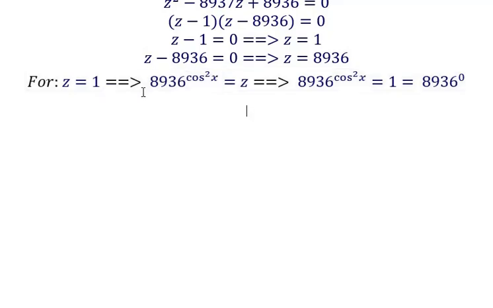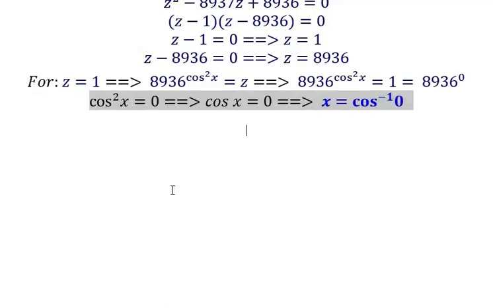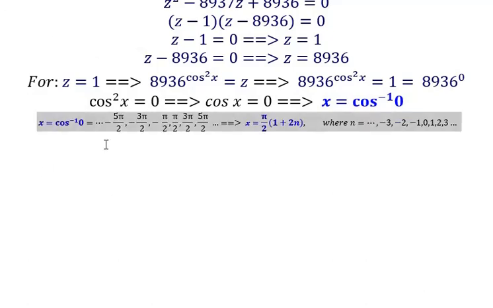Okay, so for z equals 1, that means 8936 to the power of cosine squared x equal to z. But z is 1, that means 8936 to the power of cosine squared x is equal to 1. But we know also 8936 to the power of 0 is equal to 1. That means cosine squared x is equal to 0. That means cosine x is equal to 0. That means x is cosine inverse of 0. That is the first solution.